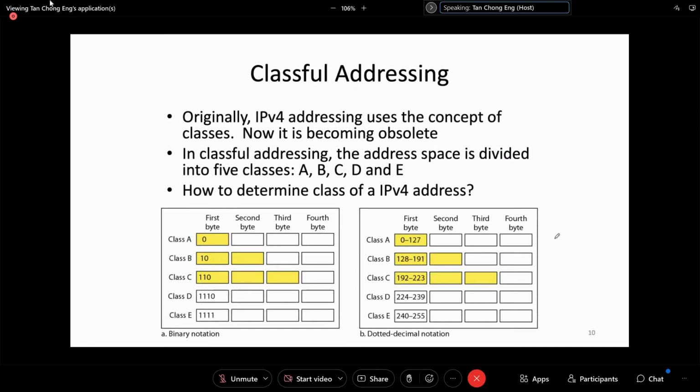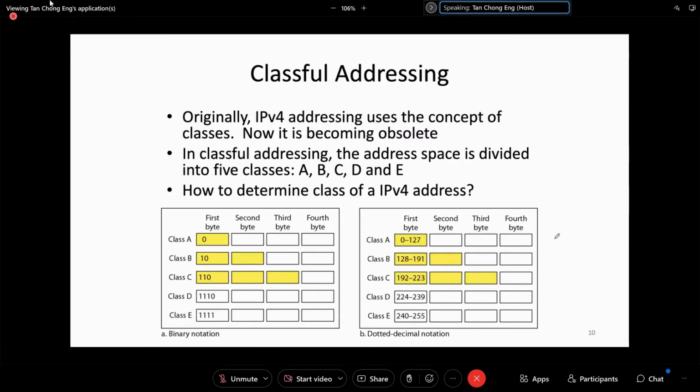Okay. And then these actually have two different types of addressing. One is called the classful address. The other one is called the classless. Classful means having classes. So what are the classes? There are altogether five classes: class A, class B, class C, class D, and class E.